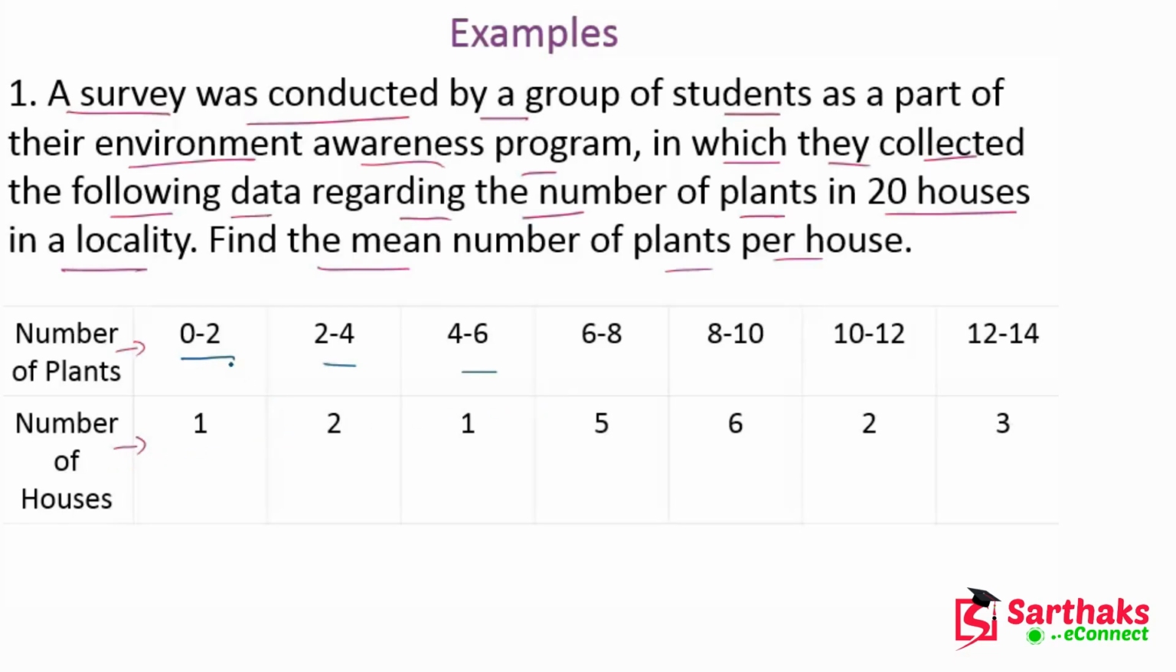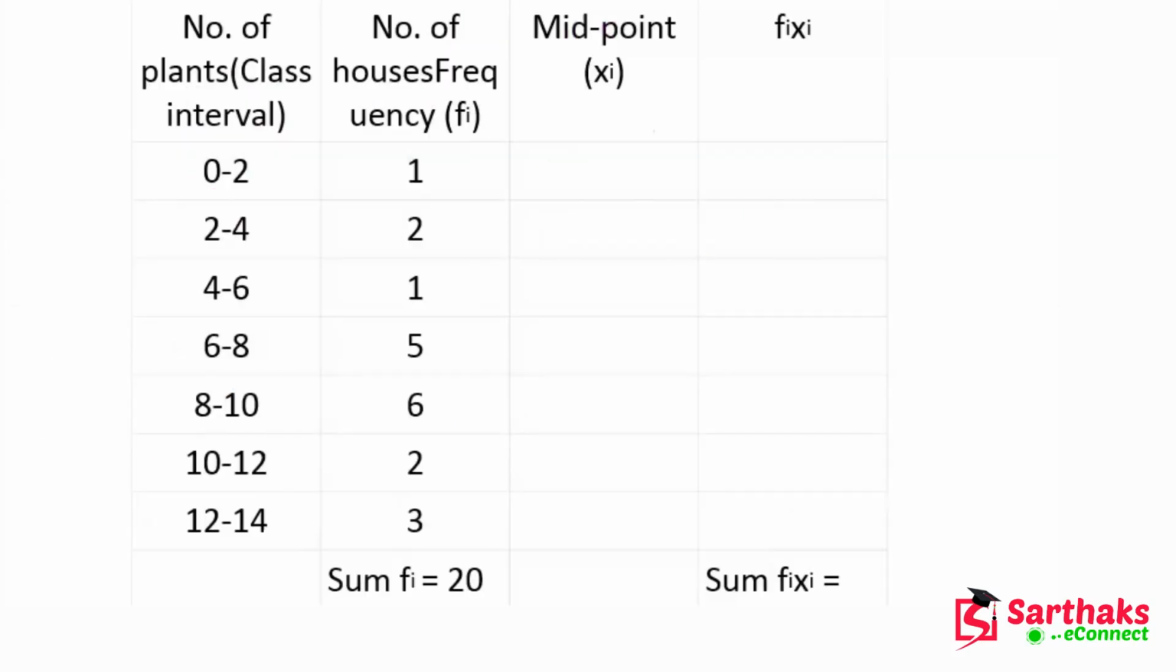Now, first of all, we have to find the midpoints of these class intervals, and we know how to find it. Now we have a table like this. So midpoint is 0 plus 2 divided by 2, which is 1. 2 plus 4, which is 6, divided by 2, is 3. And if we find this, we get 5. And the midpoints of the rest are 7, 9, 11, and 13. This is fi, and this is our xi. And if we sum these fi's, we get 20.